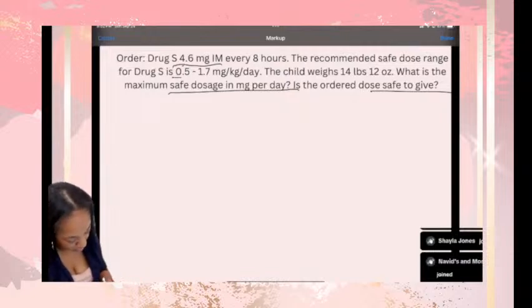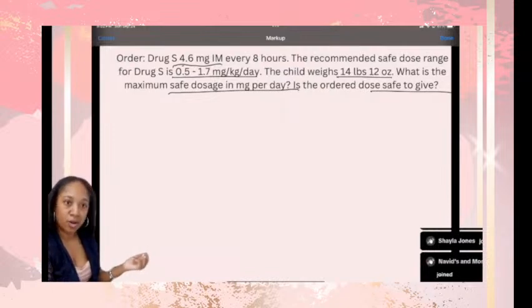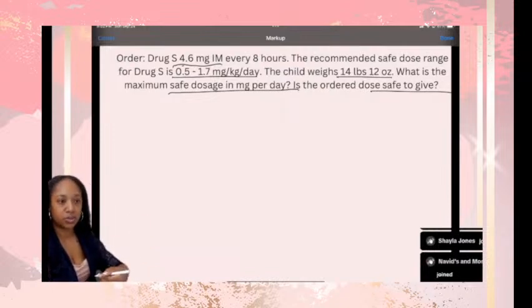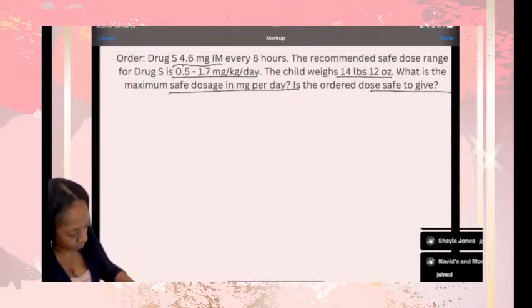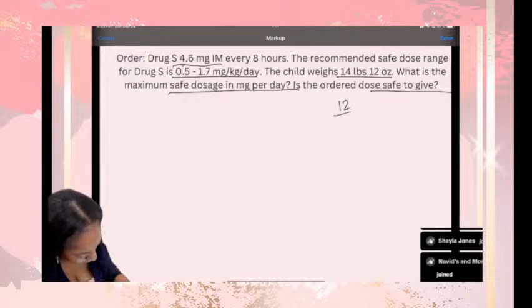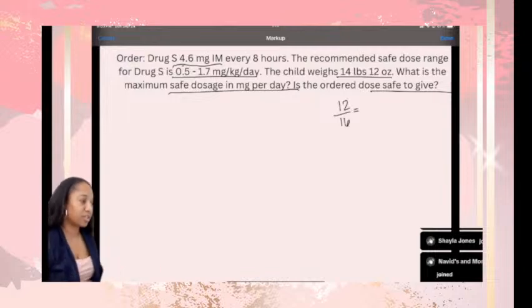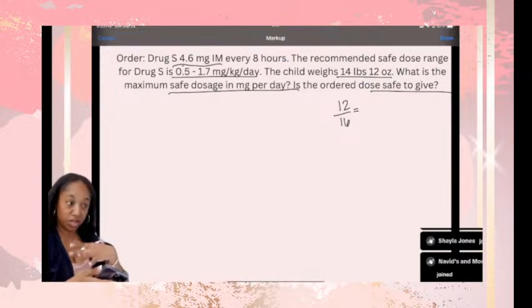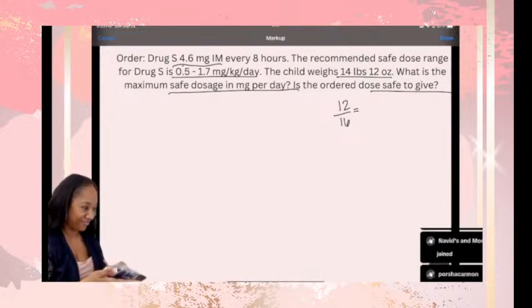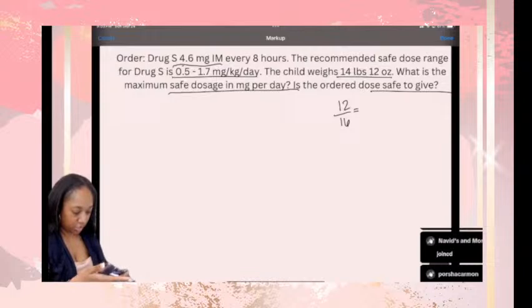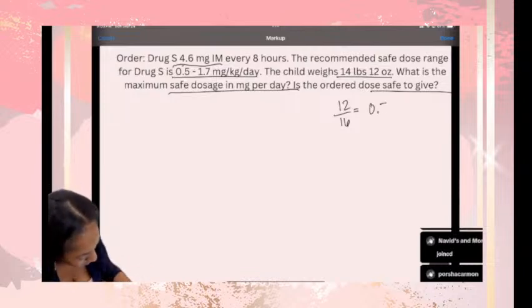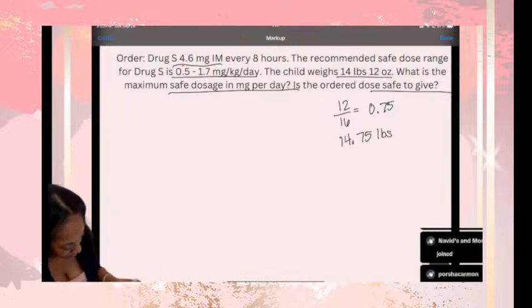So our dose range is this, and then our weight is this. So we'll start by converting our weight so we can include it into the same dose and see how much to give our patient. So 12 over 16, taking the shortcut now because we know we just went over how we did it, okay? So 12 over 16 is 0.75. We're going to add that to the 14, so our weight is 14.75 pounds, okay?